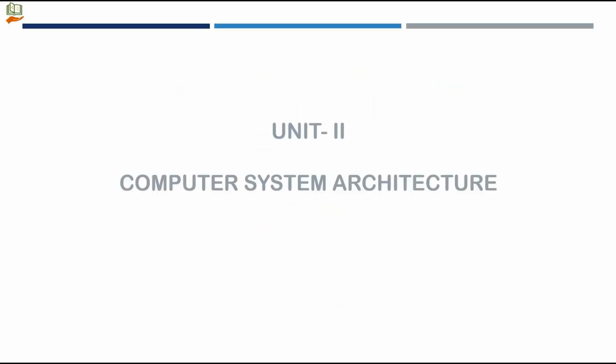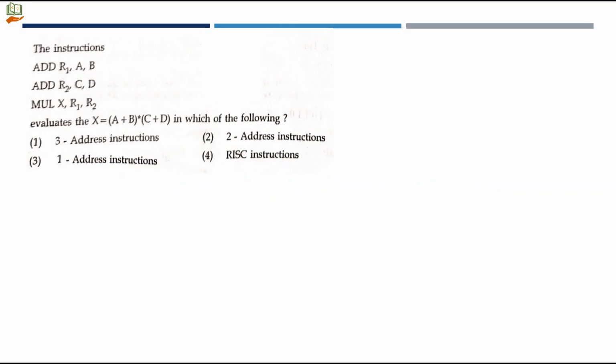Let's solve Unit 2 Computer System Architecture questions. The instructions evaluate the expression X = (A + B) * (C + D). In which of the following? Let's see about all these instructions now.